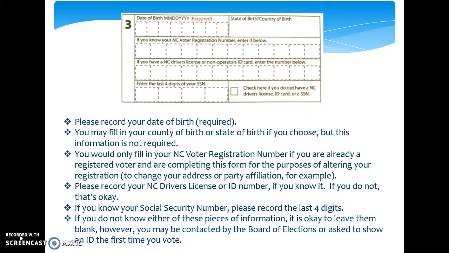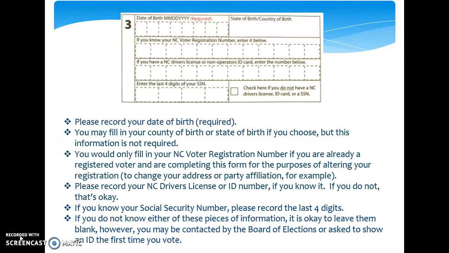Please record the date of your birth. This is required to register to vote. You can fill in the country of birth or state if you choose, but this information is not required. You would only fill in the North Carolina voter registration number if you are already a registered voter and are completing this form for the purposes of altering your registration, to change your address or party affiliation, for example.